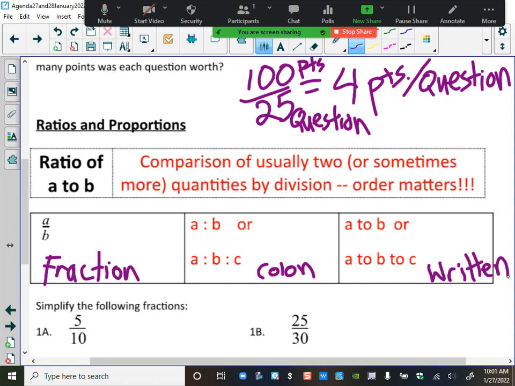So there's going to be ways you're going to see how ratios are written. And this is a fraction form. But this fraction form, you can see it in colon form. Now I'm going to put a two-way arrow, because the colon form, you can write it as a fraction. But remember, the first number is always the top. So you could say 5 to 10 as well.